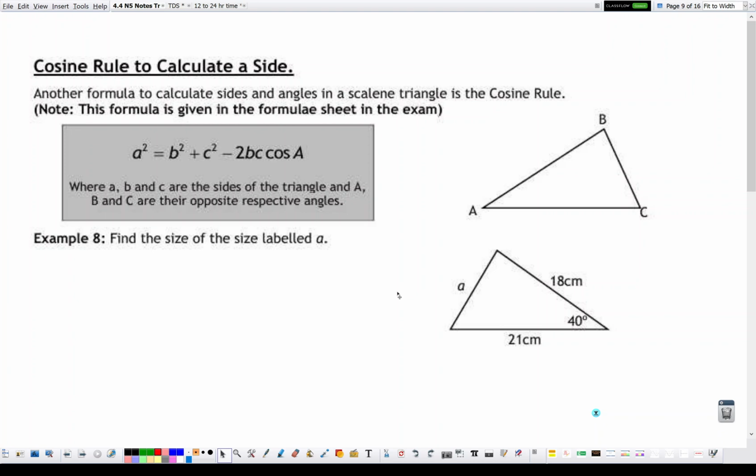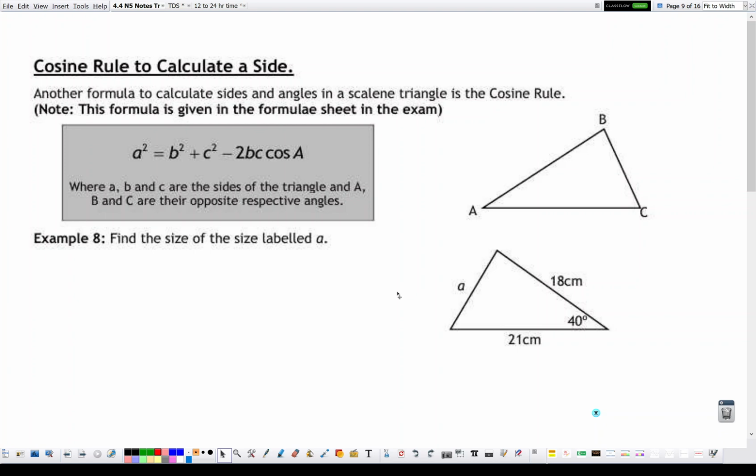Okay, so what you need is take the heading and copy that rule that's in the grey box into your jotters right now. The cosine rule is a squared equals b squared plus c squared minus 2 times b times c times the cosine of angle A, right? The difference between sine and cosine rule, we'll get to this when we do a mix of examples, how to know when to use which one.